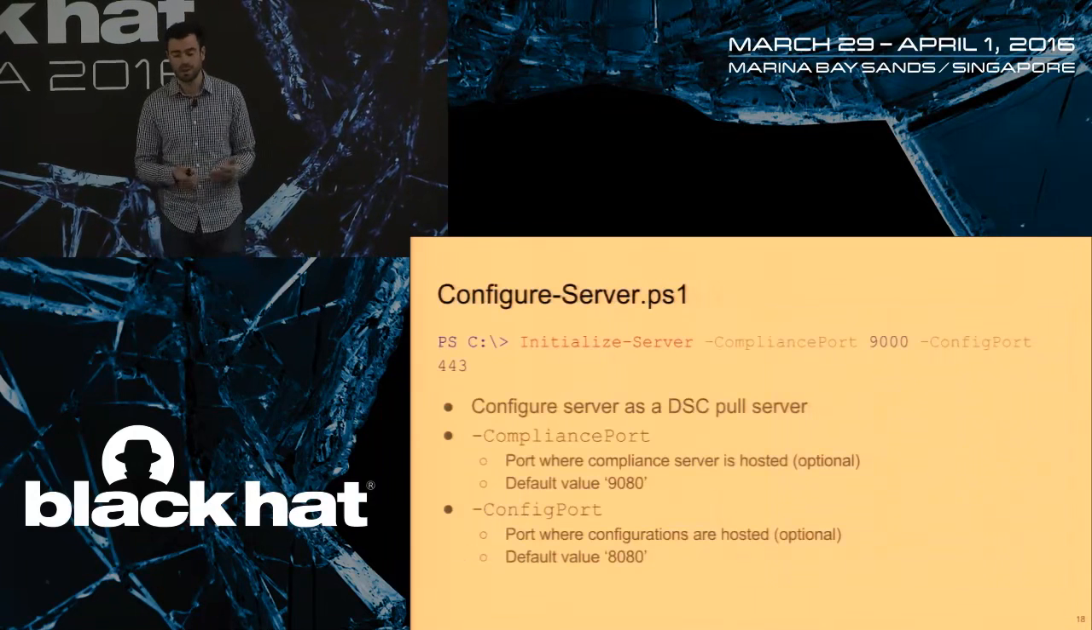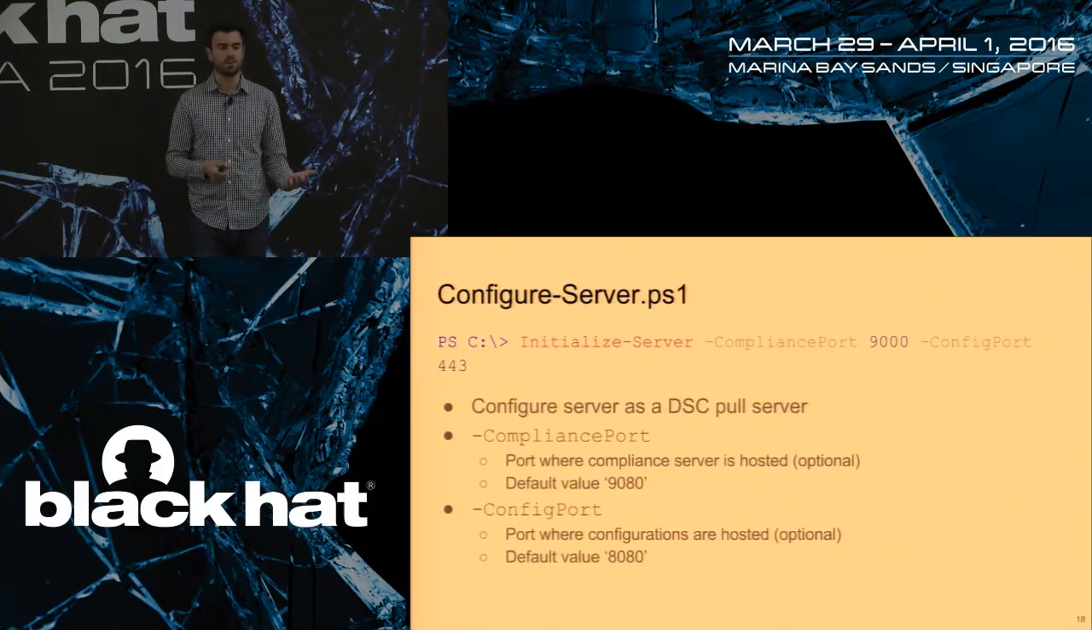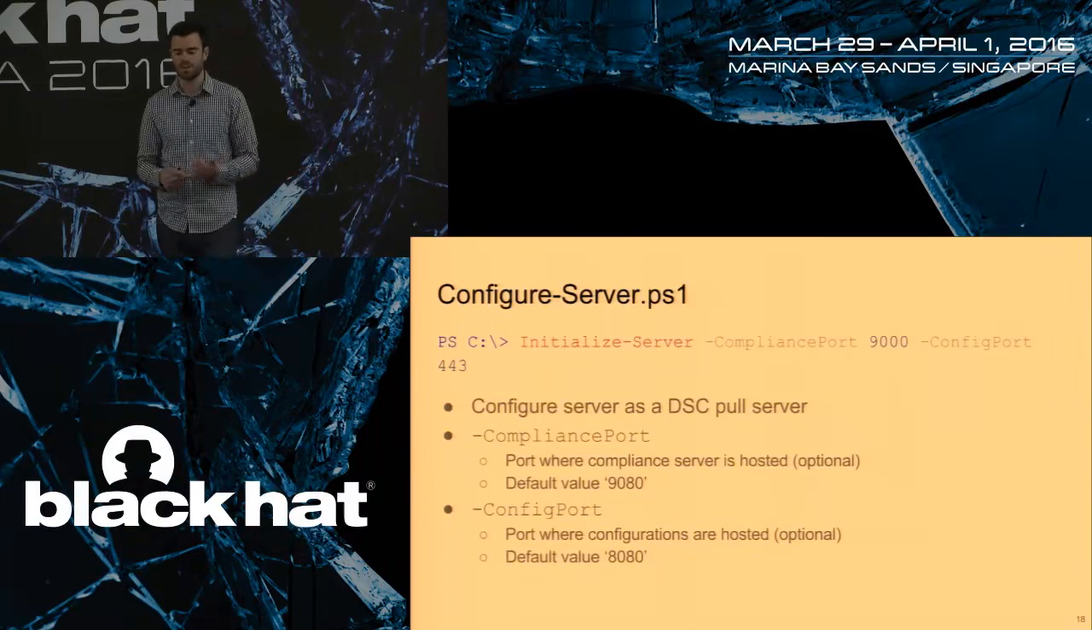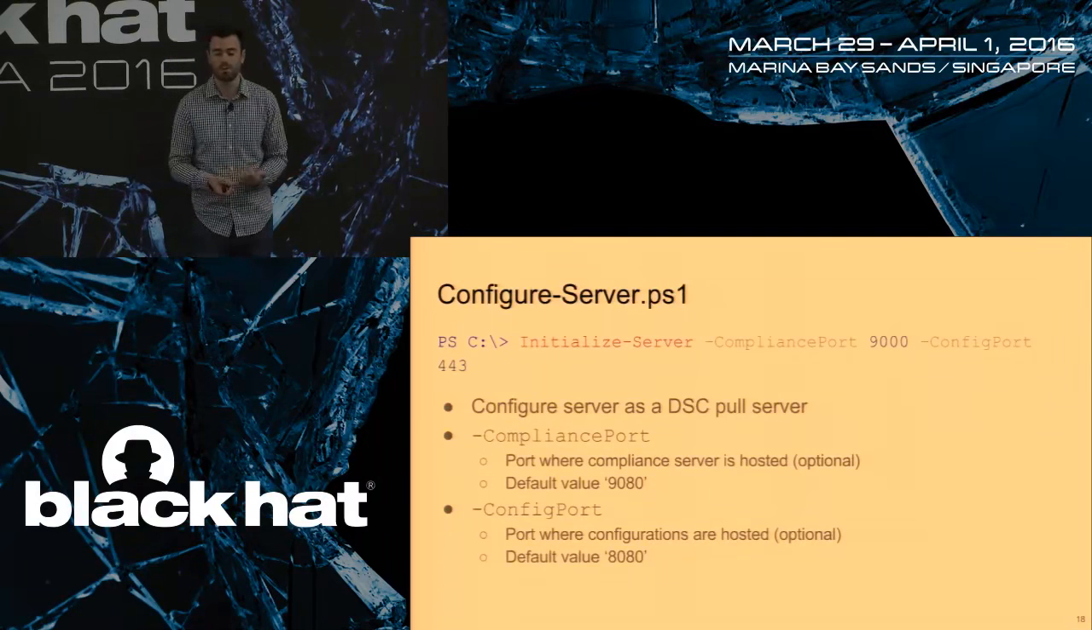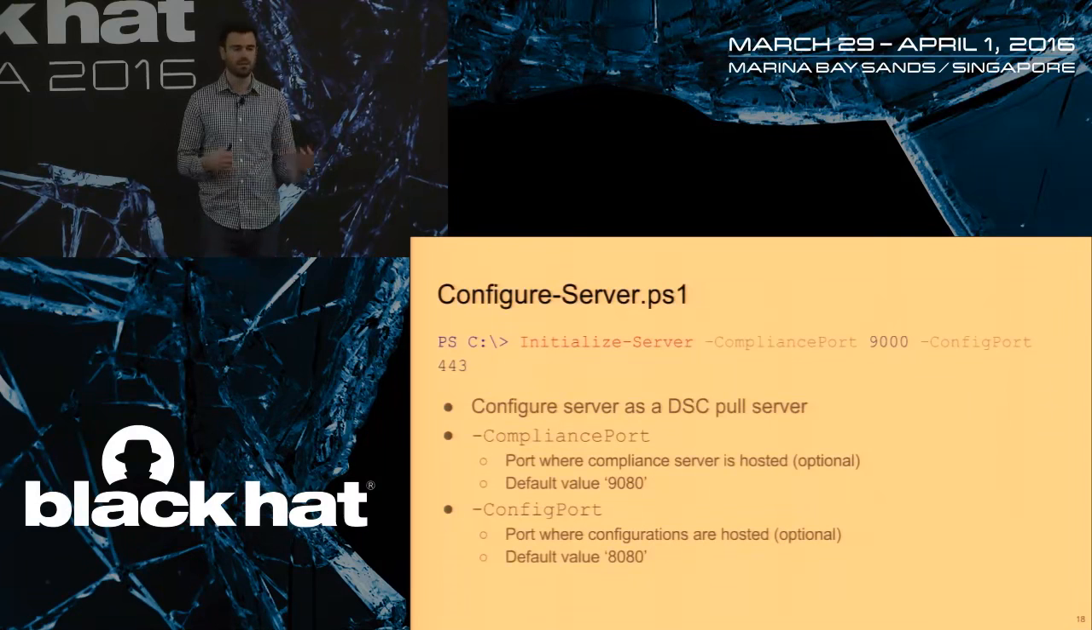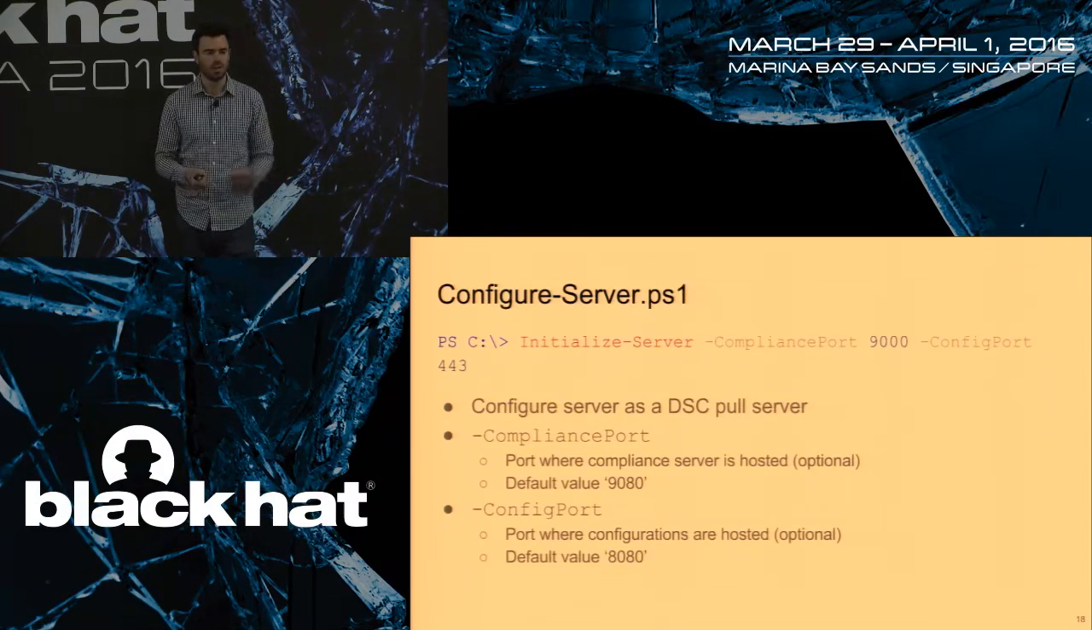This is what it looks like. There's a compliance port and a config port function option. These are all non-required. There's a default value of 9080 for the compliance port and a default port of 8080 for the config. But if you wanted to simulate, let's say, real SSL traffic, you could use 443, so that way it's less likely to set off any alarms.